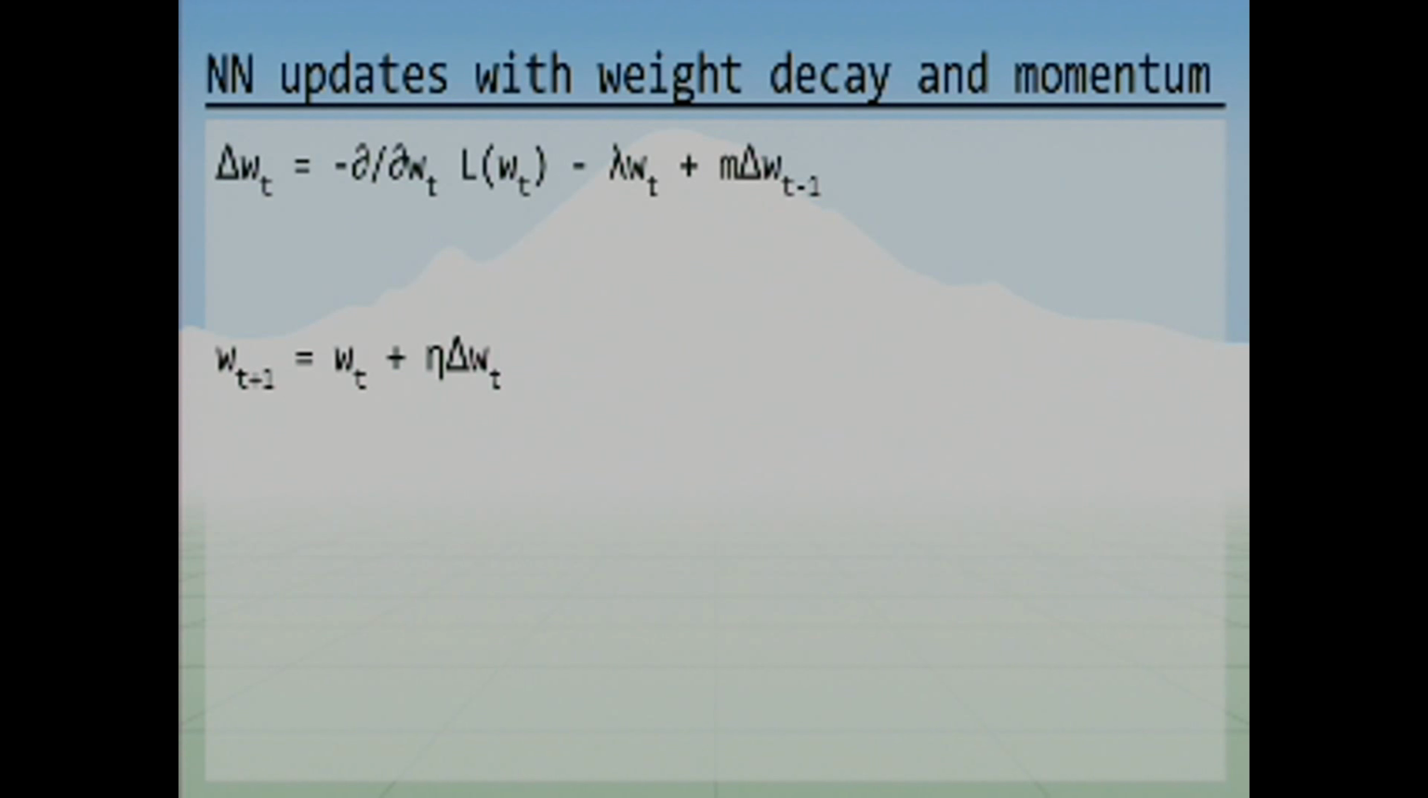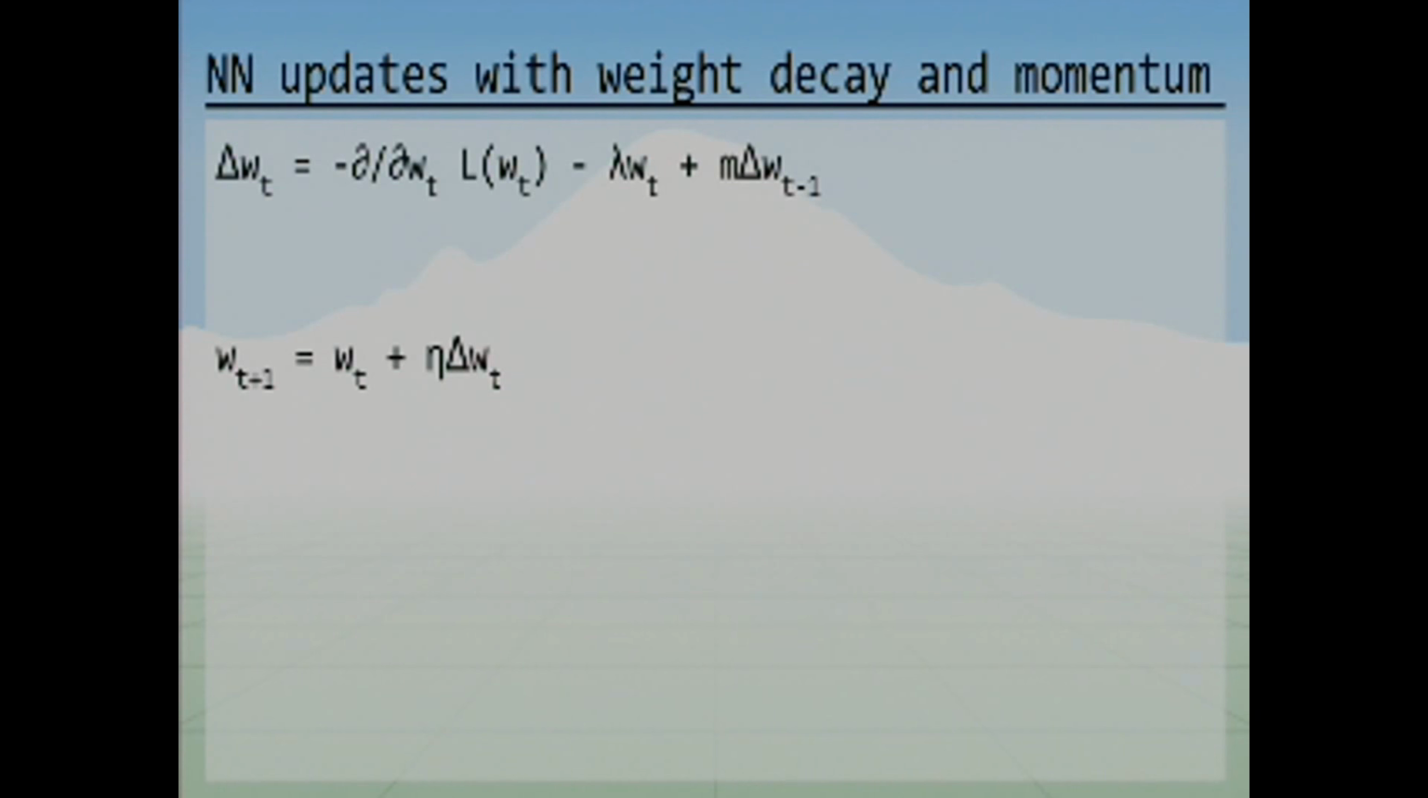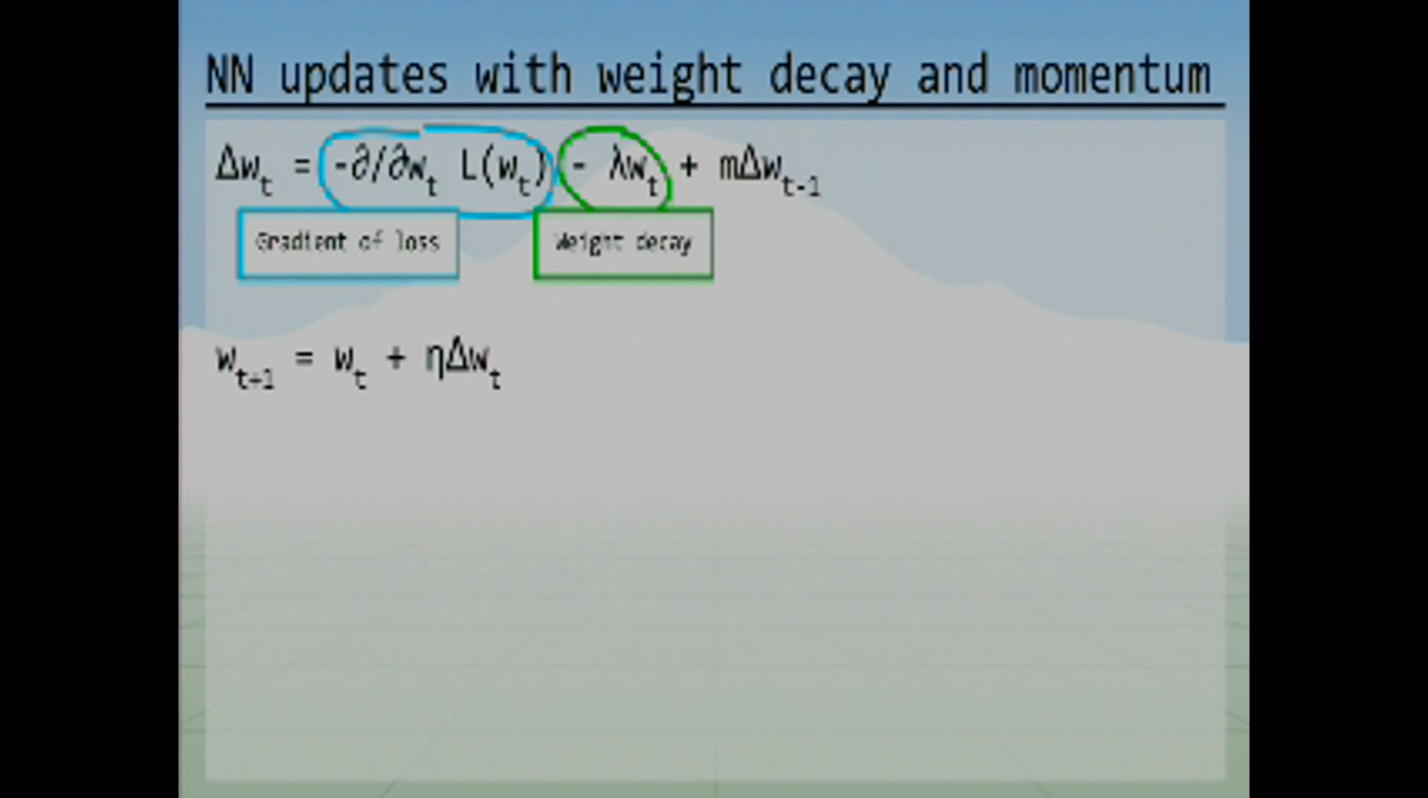want to add in this term for weight decay and this term for momentum. So at every time step, we're going to calculate how much we're going to change that weight. And how much we're going to change that weight is the gradient of the loss with respect to that weight, minus some amount of weight decay, plus some amount that depends on your term for momentum, which is based on the amount that you updated the weight the last round.